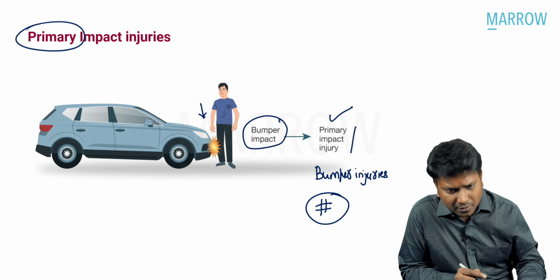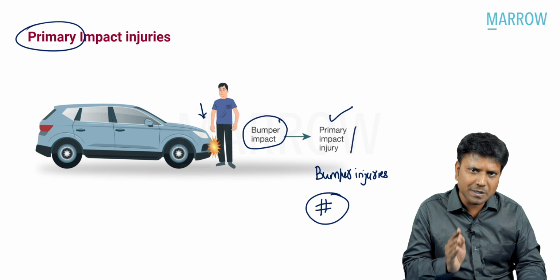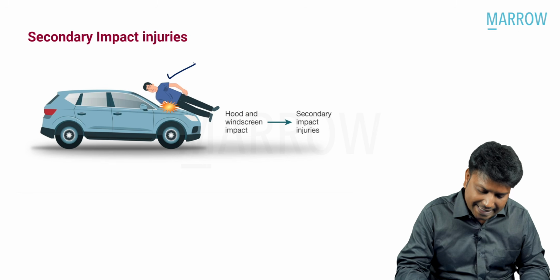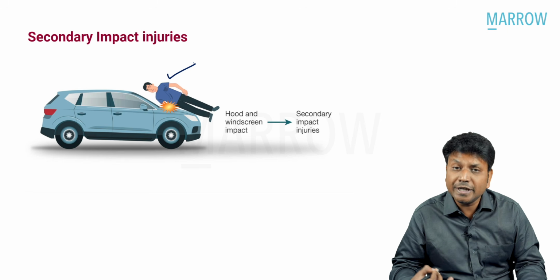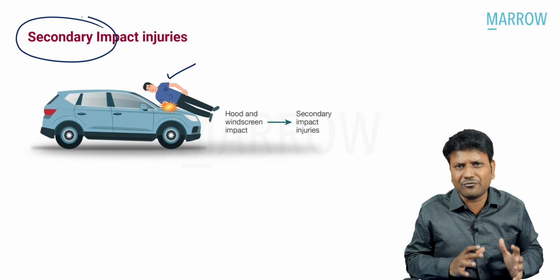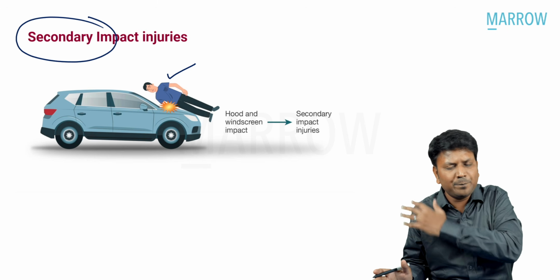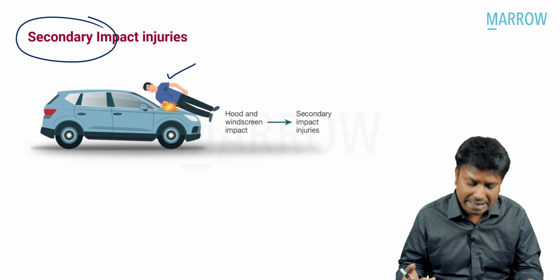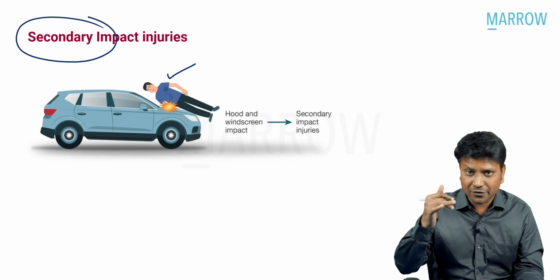So now when the person was hit by a car, the first impact is with the vehicle, then the person falls on the vehicle. This is called second impact with the vehicle. Injuries produced due to second impact are called secondary impact, wherein the person can fall on the windshield or bonnet, whichever part is in contact with the car, and the person can get injured. Secondary impact.